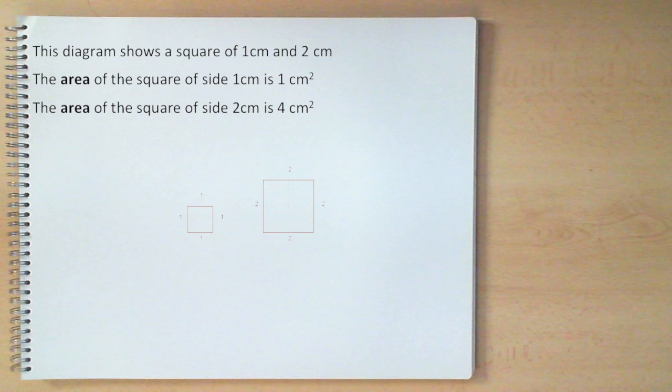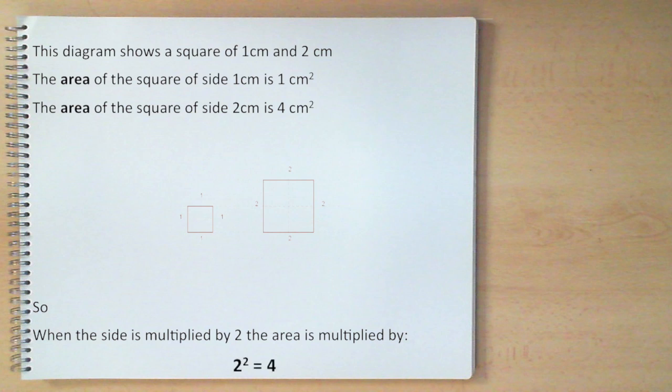So if we now compare the areas of the two squares, we can see that there's a scale factor involved there, not of 2 as we had with the sides, but a scale factor there involved of 4. So if we multiply the sides by 2, we've multiplied the area by 2 times 2, or 2 squared, which equals 4.